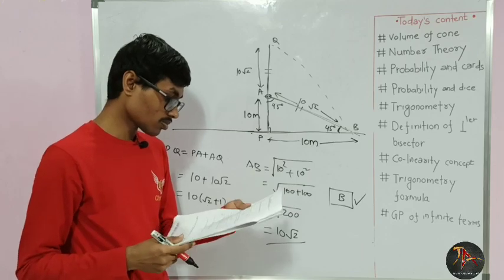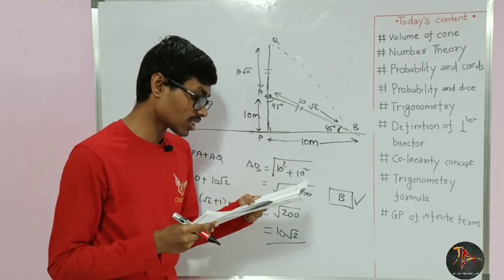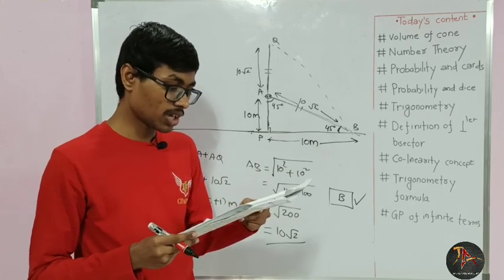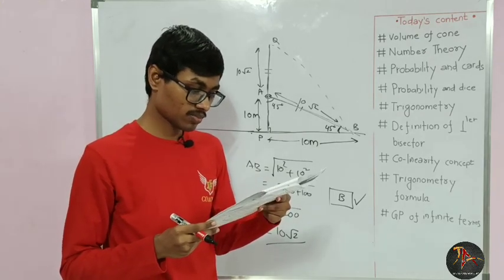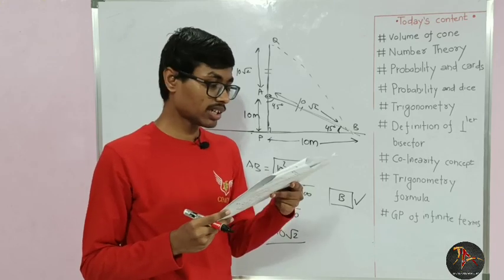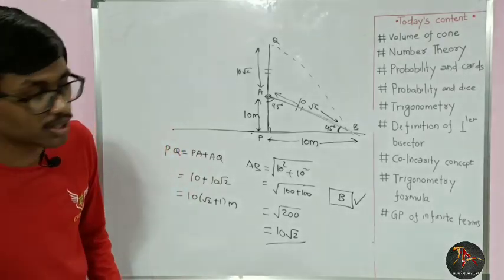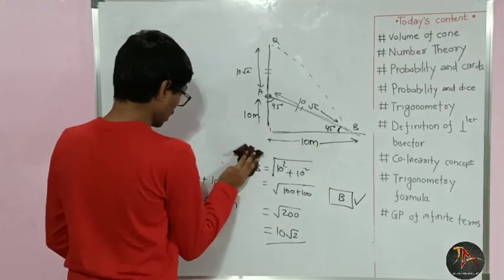Now in the next question they have given that point (x, y) is equidistant from (a plus b, b minus a) and (a minus b, a plus b). Then which of the following is correct? Now the next question is from coordinate geometry and some logic.